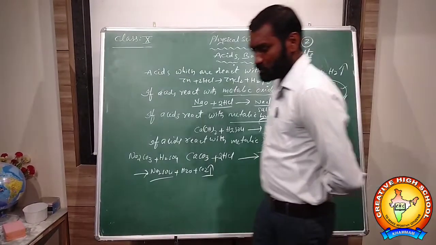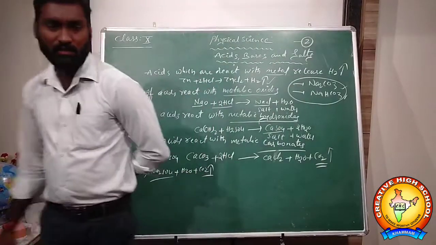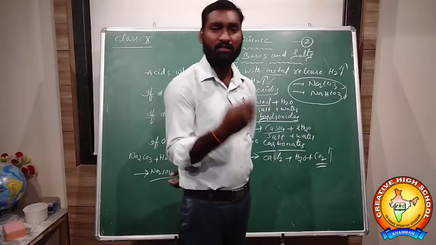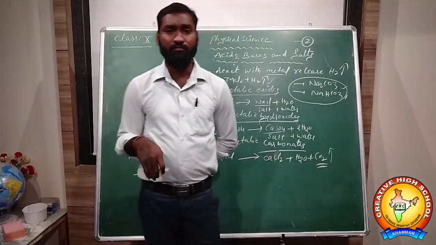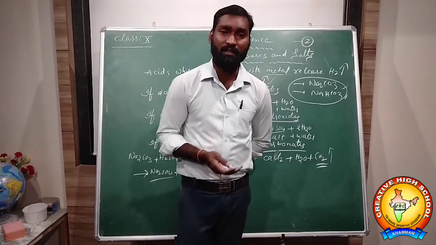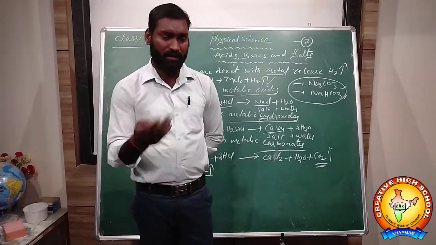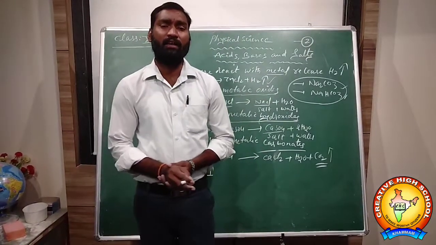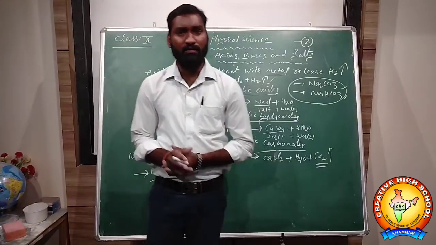So this is about acids. Where are we using acids? Different types of acids are used for different purposes. Sulfuric acid is used for manufacturing fertilizers, and also in car batteries.